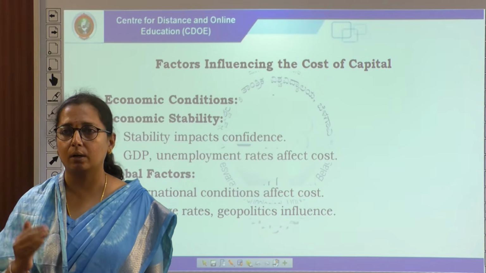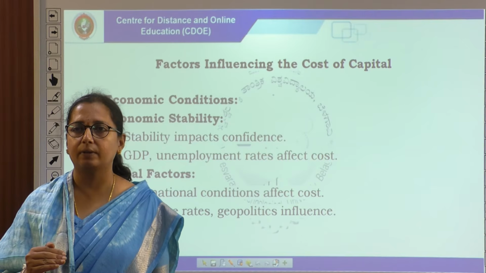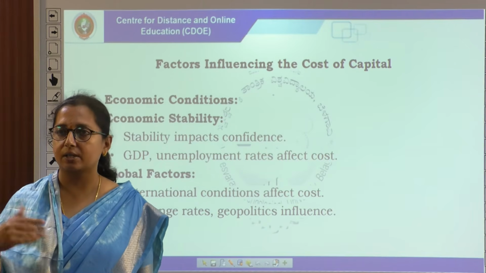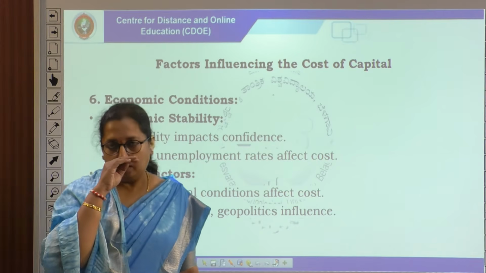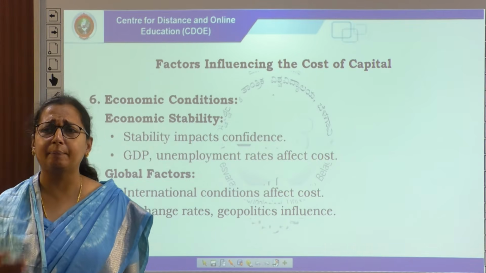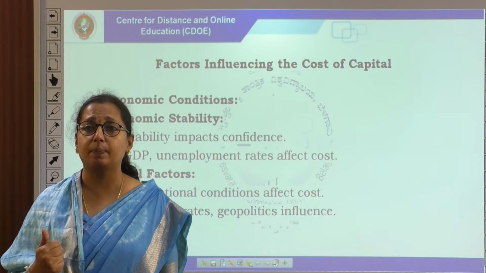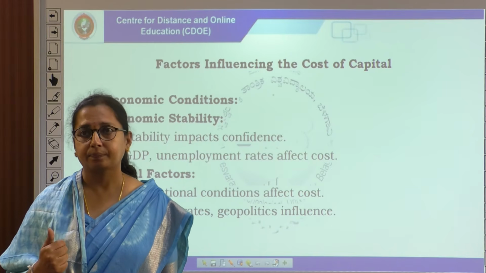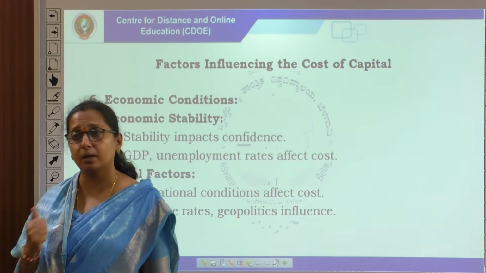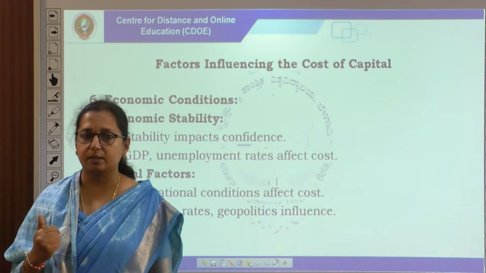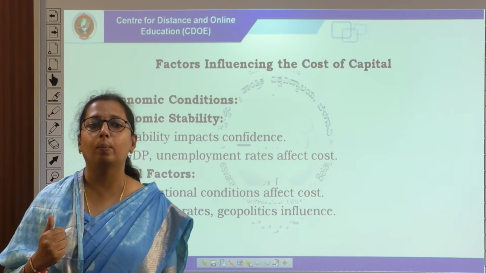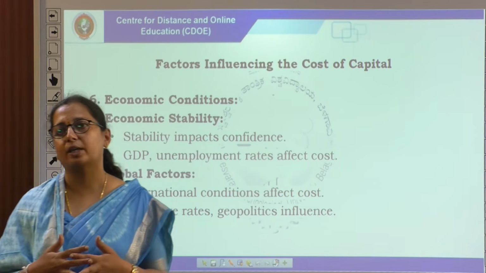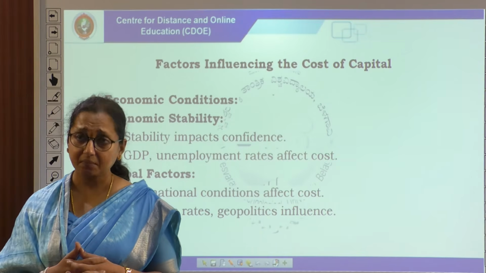When we have a recession, definitely it hampers the organization. If it is in a boom, definitely it will have a greater impact. And the GDP, gross domestic product, and the unemployment rate affect the cost. Unemployment rate is a major cost factor, and it directly hampers the cost. And global factors, as we have been exposed to LPG.